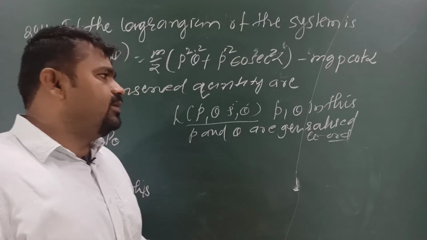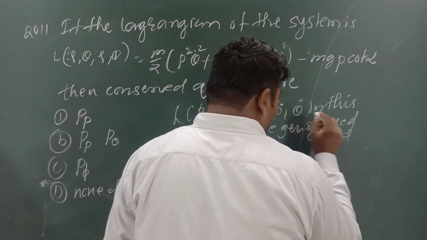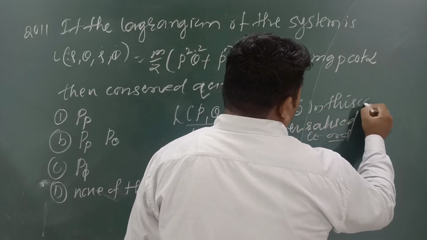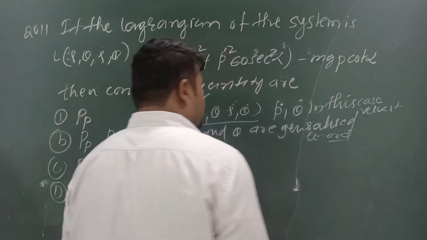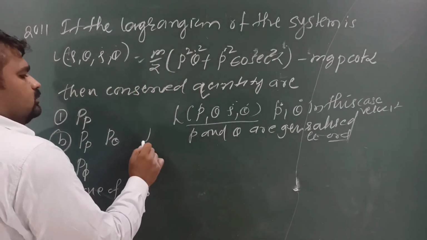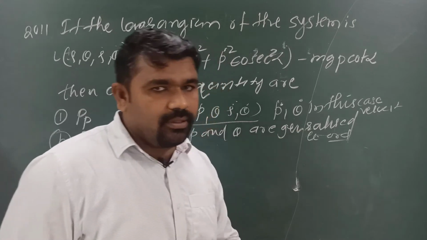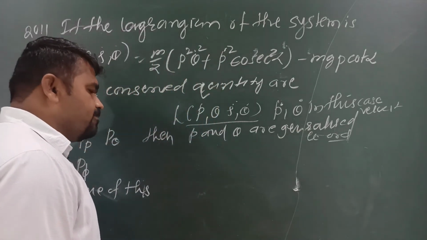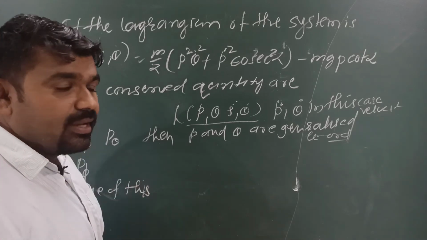Rho and theta means here rho dot and theta dot are velocities. In this case velocities are present. Okay. Then rho and theta are generalized coordinates. Okay. In this case, always memorize cyclic coordinate.